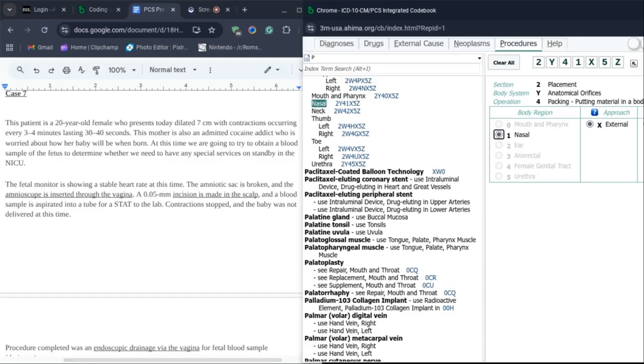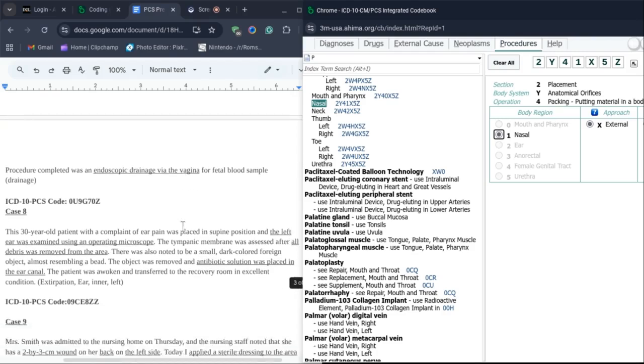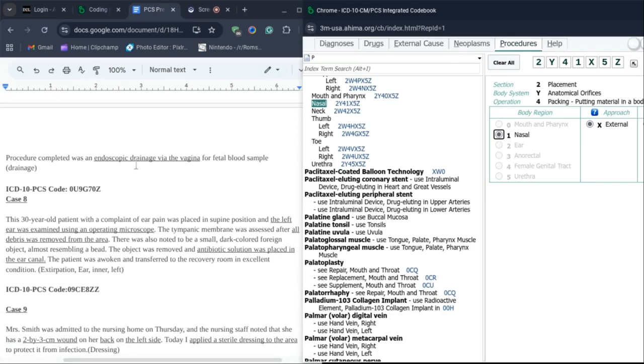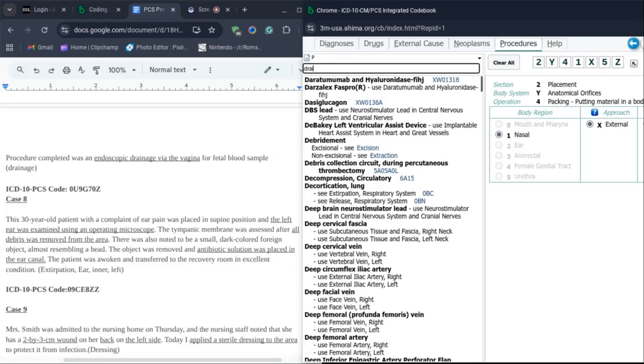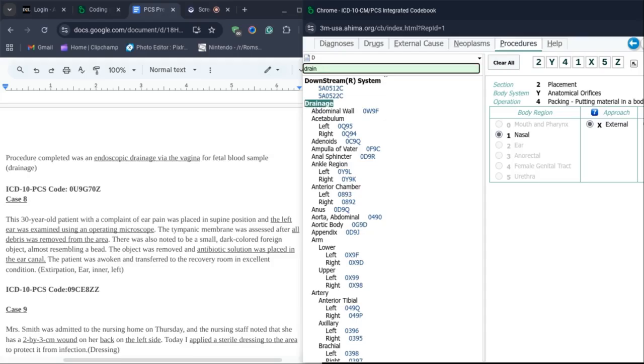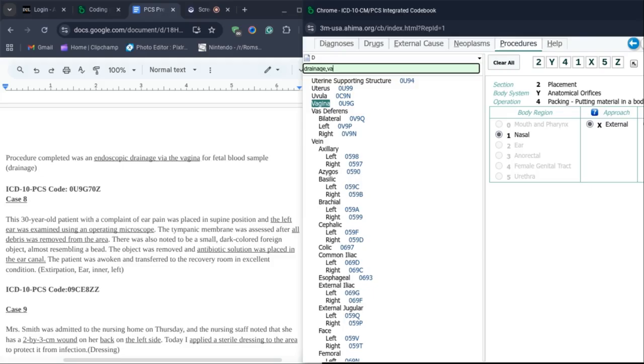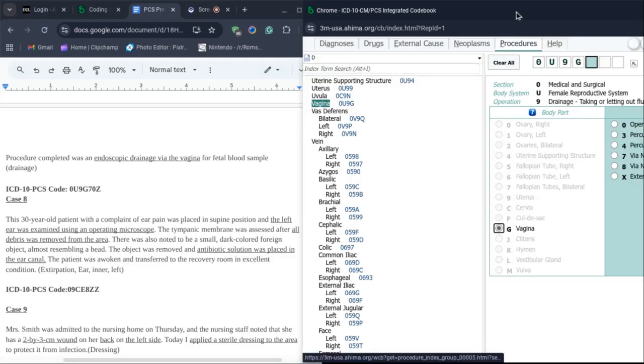The amniotic sac is broken. The amnioscope is inserted through the vagina. A 0.05 incision is made in the scalp, and the blood sample is aspirated into the tube for a STAT to the lab. Contractions have stopped, and the baby was not born at this time. The procedure that was completed was an endoscopic drainage via the vagina for fetal blood sample. So we can go drainage for our main term or root operation, and then we could put in vagina, which is where it was happening. Gives us these characters here.